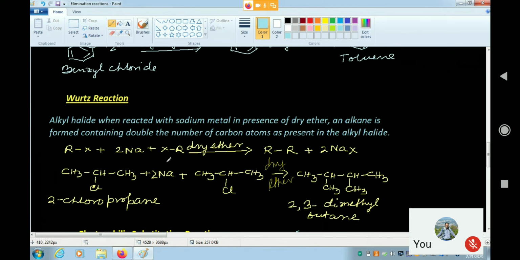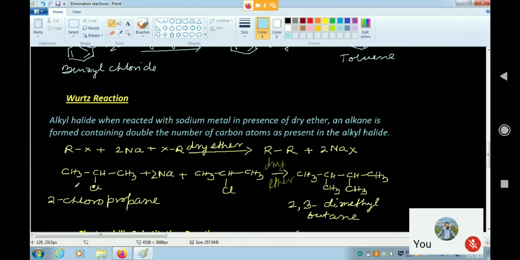So in this case, what will happen? If the parent alkyl halide, the substrate, contains either an odd or even number of carbon atoms, we always get in the product an even number of carbon atoms. So in this reaction, we cannot prepare alkane with an odd number of carbon atoms.